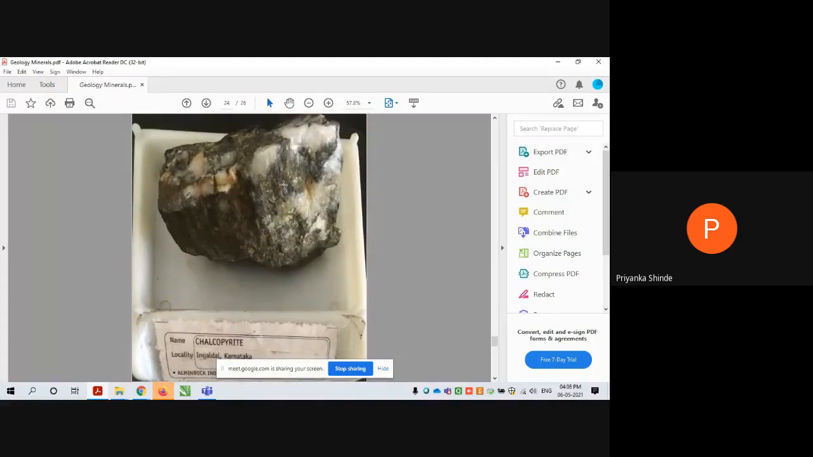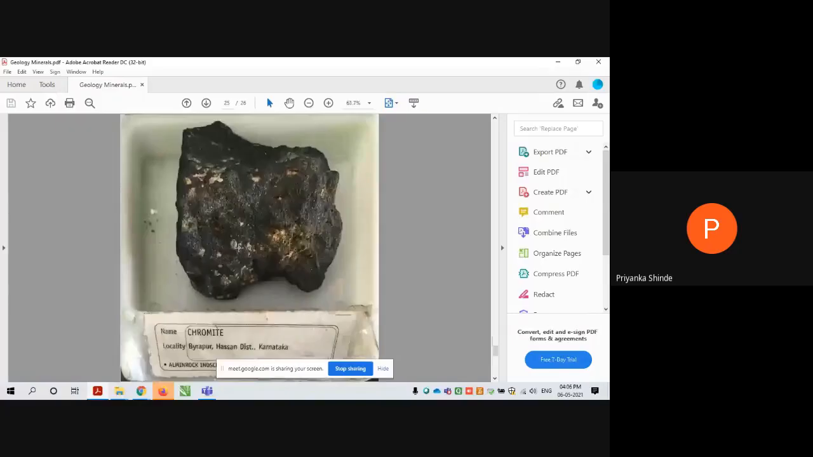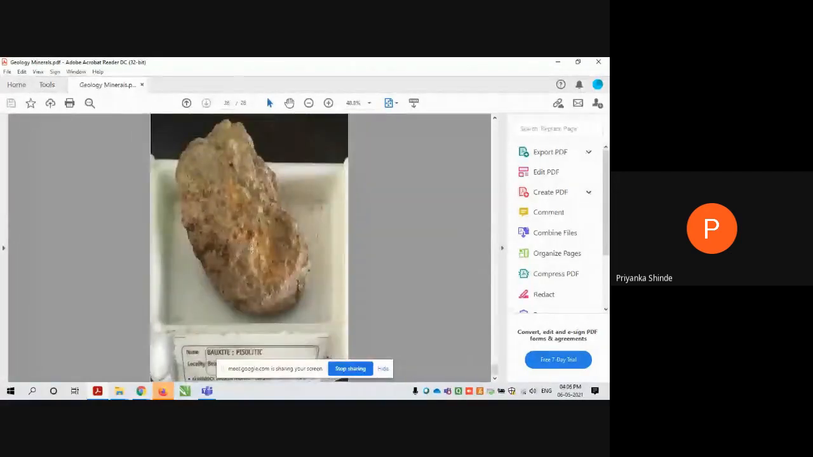In this one, only the golden part that you can see, not the white and black one, whatever is shining like a metal, that is chalcopyrite, which is a chromium ore. From this you can extract chromium. Then from bauxite you can extract aluminium. So it is an ore of aluminium.